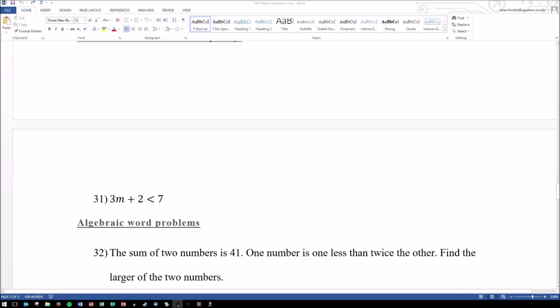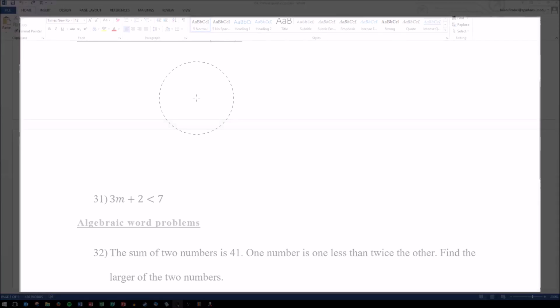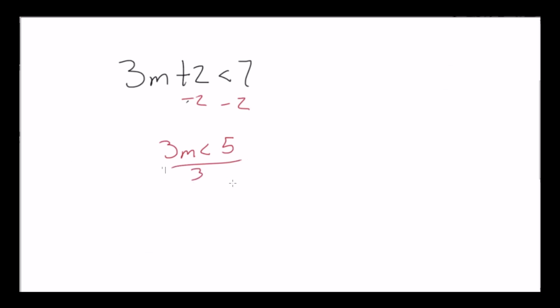Oh, inequalities. I know everyone loves inequalities. All right, so we have 3m plus 2 is less than 7. Well, we're going to treat this exactly like an equation, and we're going to start by subtracting 2 from both sides. We'll be left with 3m is less than 5, and divide by 3, and we will have m is less than 5/3. That's all there is to it.